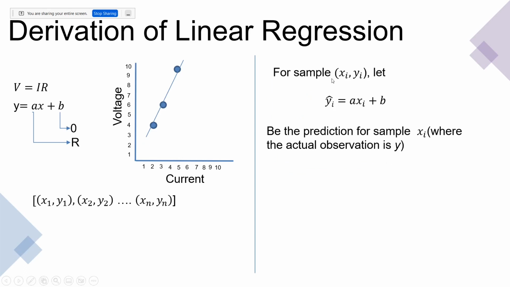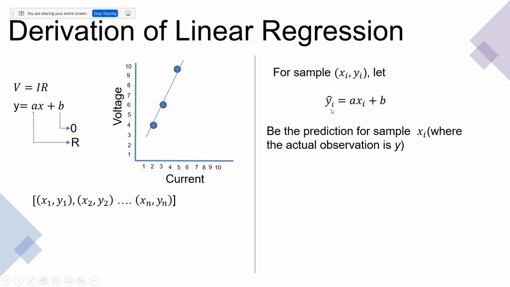So for xi and yi, so that's, for example, the second current, second voltage, or the total current, total voltage. Let's say yi hat is equal to a times xi plus b. So this is the prediction. This is observation. yi is the observation. yi hat is the prediction. Okay. So remember, here we have observations and measurements. So this is observation. This is measurement. This, yi hat, is our prediction.